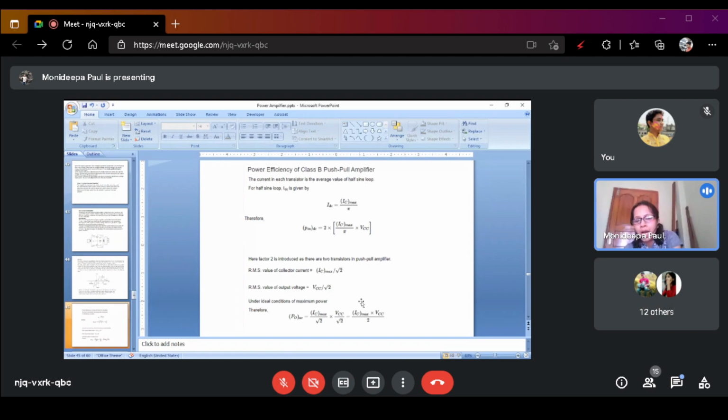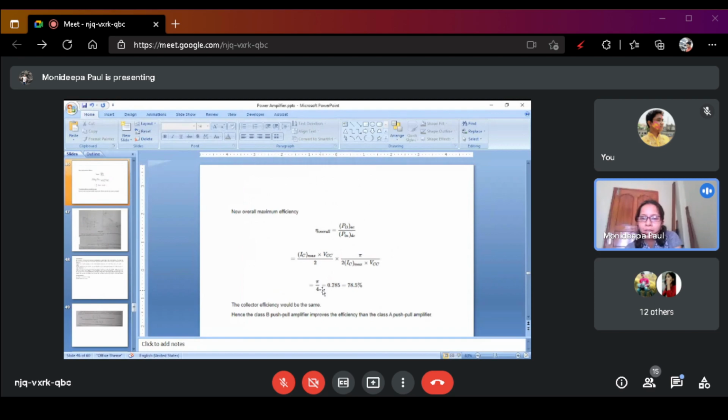So what is the efficiency? Output by input. If you calculate, then you get 78.5%. Efficiency of class B power amplifier is 78.5%. Clear for everyone?